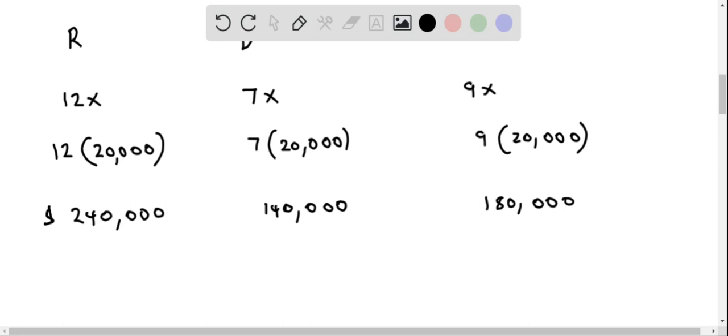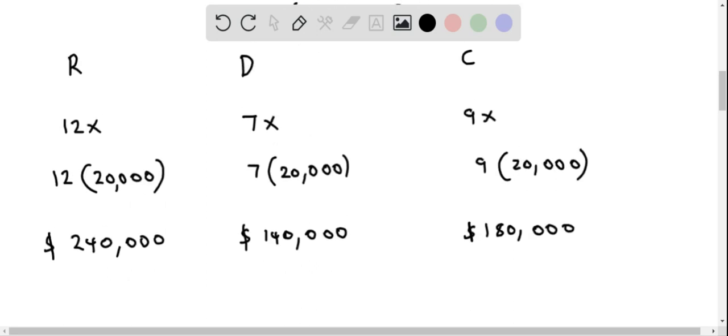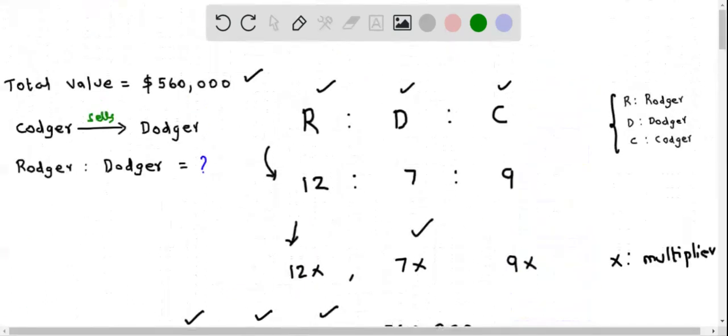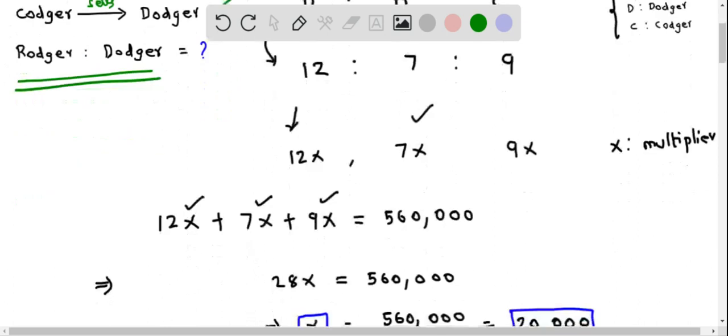This is the worth of each of their shares. That is, we can represent this in dollars. So we know Roger's share is $240,000, Dodger's share is $140,000, and Codger's share is $180,000. Now we are also told that Codger sells his share to Dodger, and then we have to find only the ratio of the share of Roger and Dodger in the ratio form.